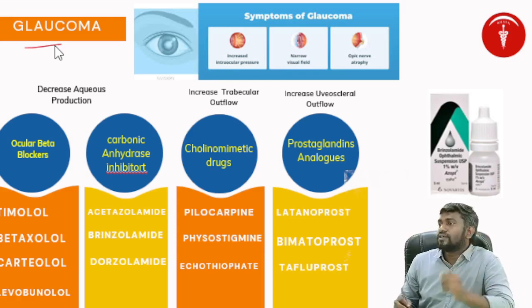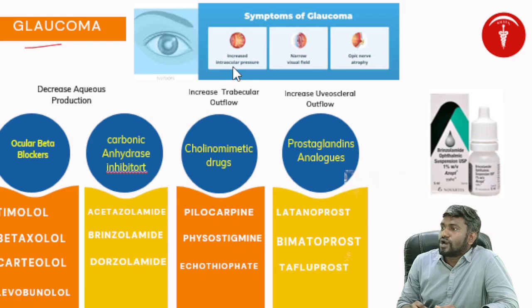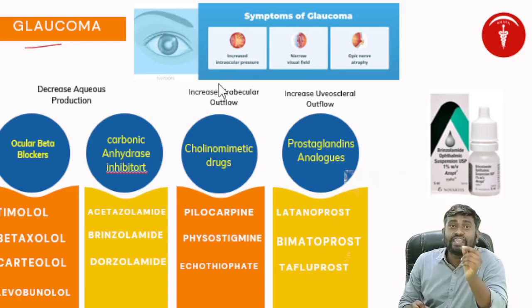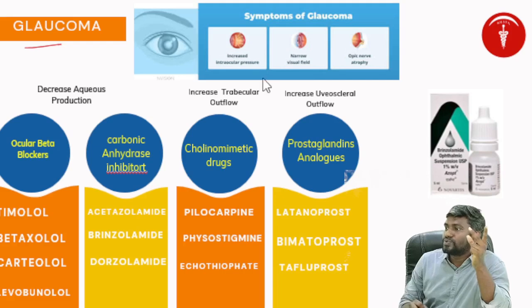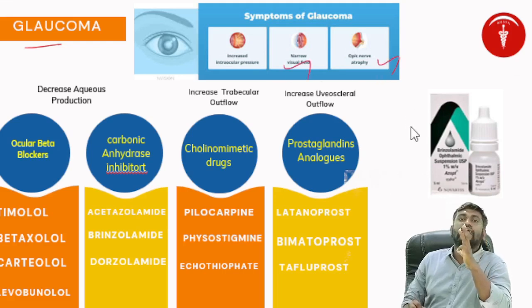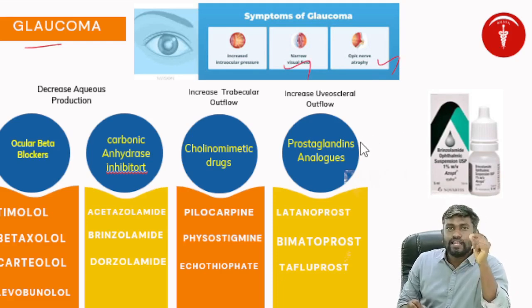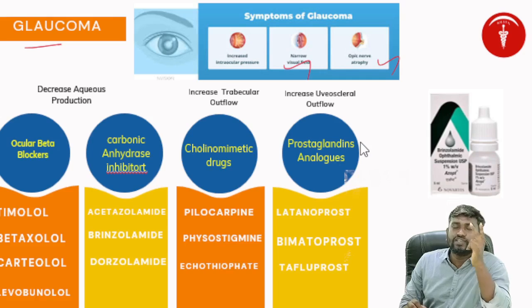Now, what is glaucoma, sir? It is when the intraocular pressure increases, IOP greater than or equal to 21 mmHg, or it could be visual field defects, or it could also be optic nerve damage or atrophy. Please do remember. Let's go. Increased IOP, visual field defect, and optic nerve damage.